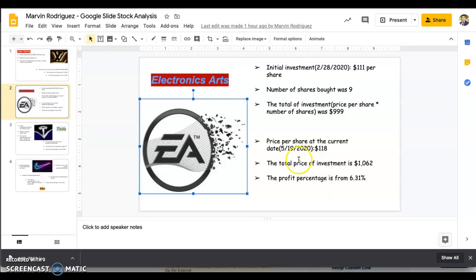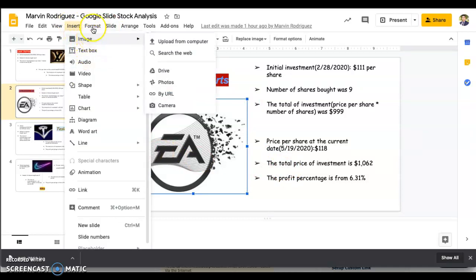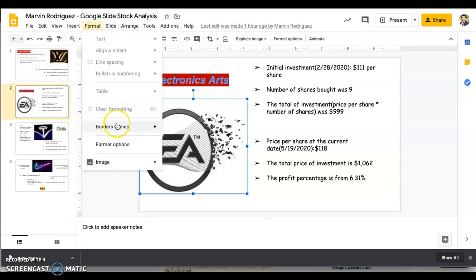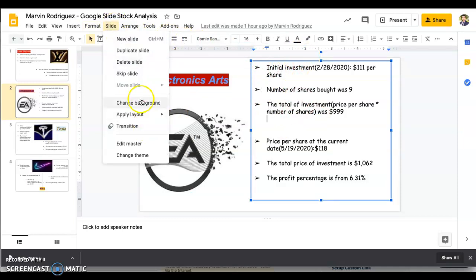Then he analyzed it to today's date. 519, the stock went up $7. His total investment is now 1,062, and his profit percentage is 6.31%. He added the logo, he added the company's name. You could also insert other photos. You can format the borders, right? The colors, add bullets. You can also change the background.